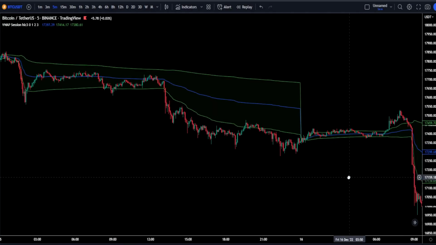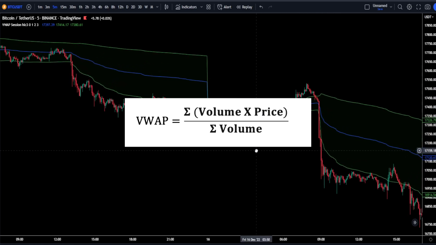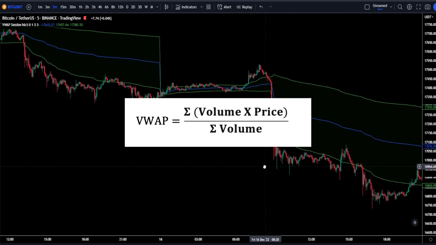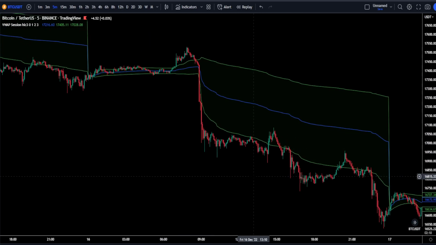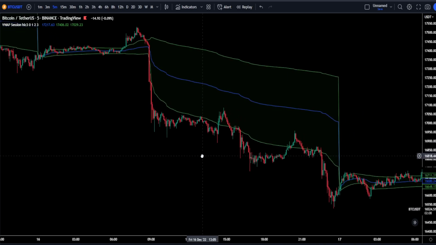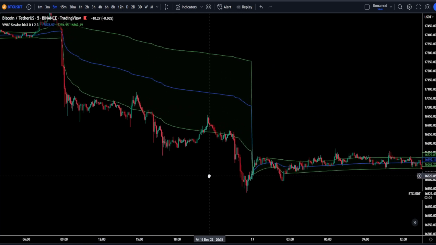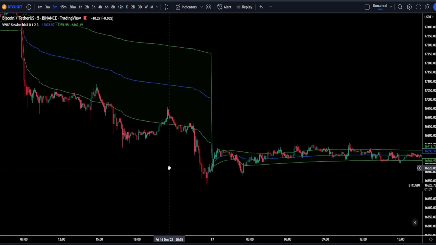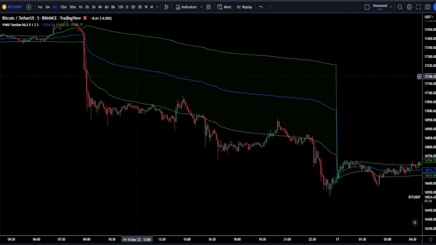The VWAP is a very powerful indicator because it shows the average price of the asset based on the volume and price. Retail and professional traders use the VWAP indicator to help them determine price trends of the asset. Now that we know exactly how this indicator works, let's take a look at how we will actually be using it. The VWAP indicator is actually just this blue line in the middle. The other 2 lines are the VWAP bands.